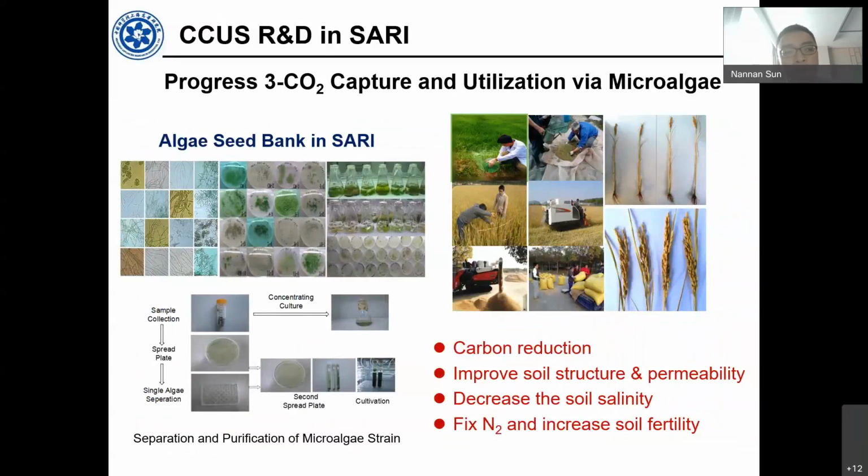We developed our own algae seed bank in our laboratory. So these algae work fine in real conditions, in real flue gas conditions, and we can achieve carbon reduction. And we use the products to improve the soil structure and permeability. So we can decrease the soil salinity, and we can fix nitrogen and increase the soil fertility. So we can achieve higher agricultural production by using this macroalgae as a biological fertilizer.